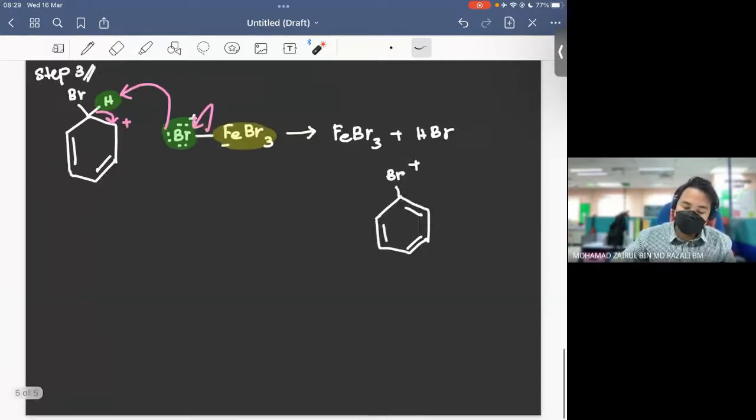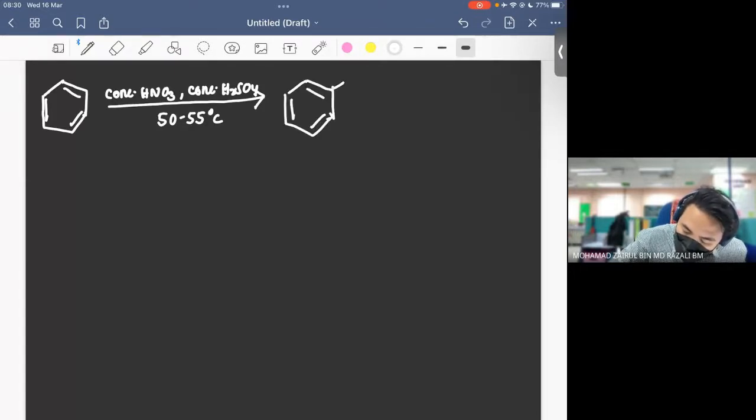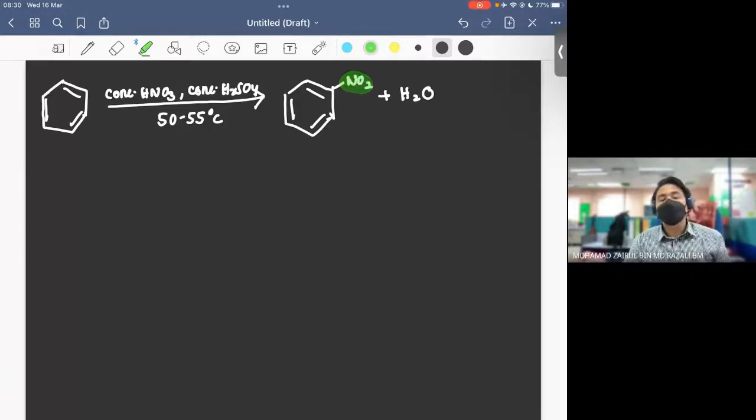Okay. So kita tengok pula nitration. Kalau nitration, apa yang kita ada adalah kita ada benzene. The reagent dia adalah concentrated HNO3 with a concentrated H2SO4 and temperature. Okay. So what we're going to produce is nitrobenzene and water. So now kita tengok our electrophile adalah NO2+.